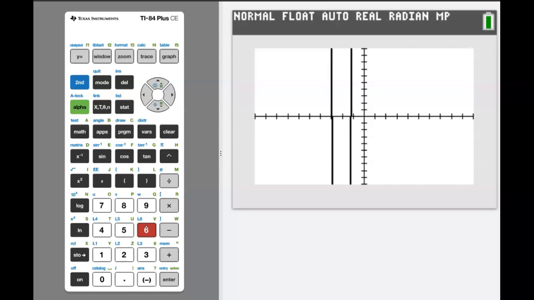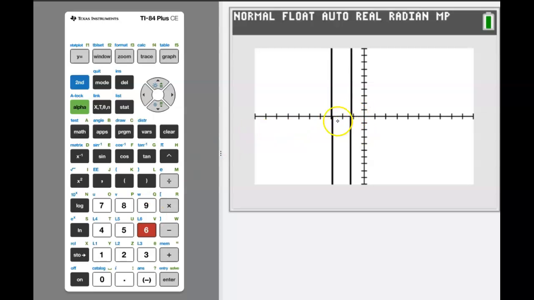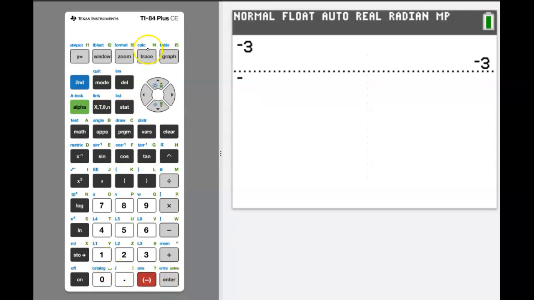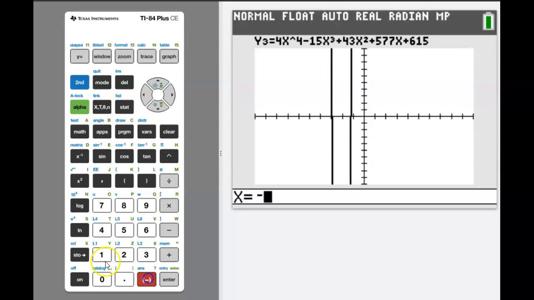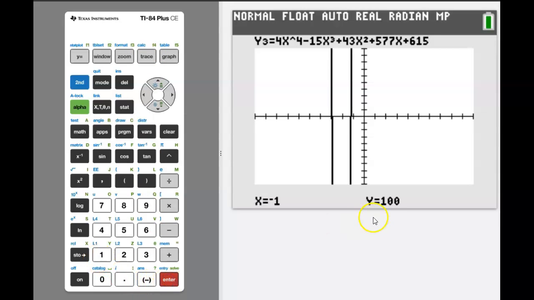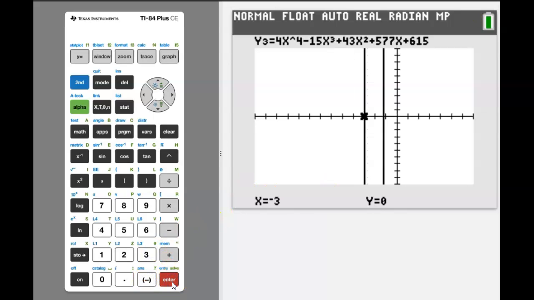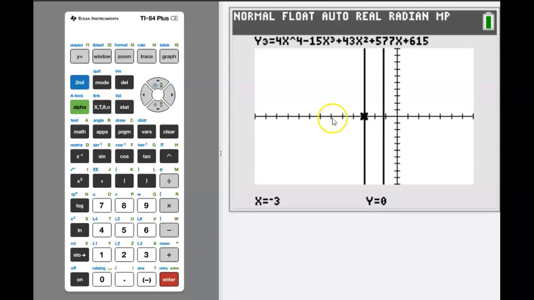We could adjust the window, but I really want to know where at least one of the zeros is. Anybody think they can figure out one of them? I thought maybe -1 was one. Whoops, trace, -1, enter. But I got it's way up at 100 at -1. You guys tried -3, and that one did work, okay?